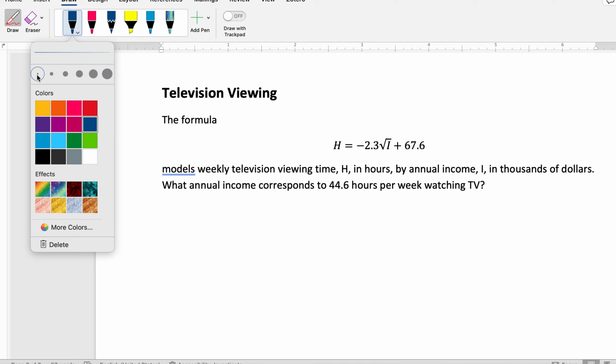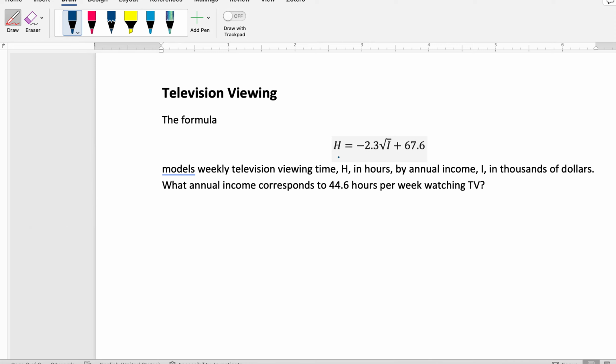And looking at my equation, I can see that the H is the number of hours of weekly television viewing time. I is the annual income. And I want to find the annual income that corresponds to 44.6 hours watching TV. So 44.6 is what I'm going to plug in for H. And then once I plug that in, I'm going to be solving the equation for I. So 44.6 equals negative 2.3 times square root of I plus 67.6.